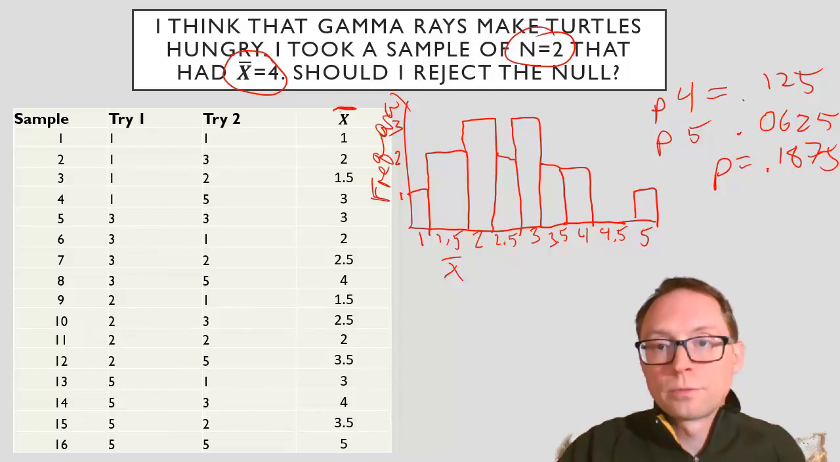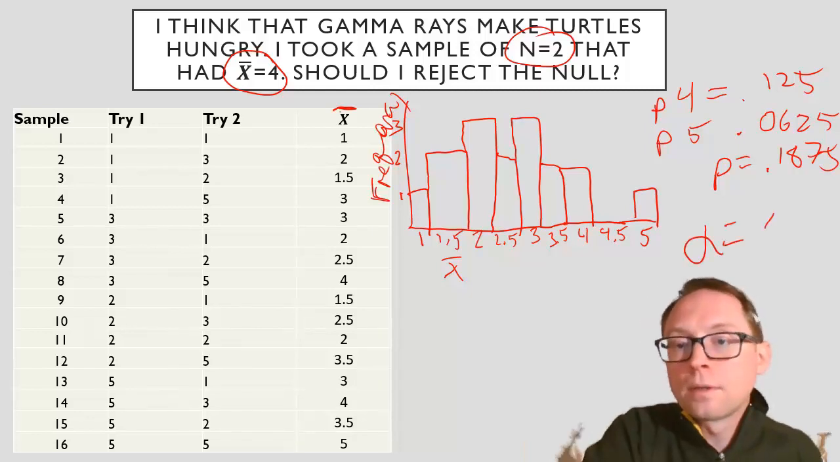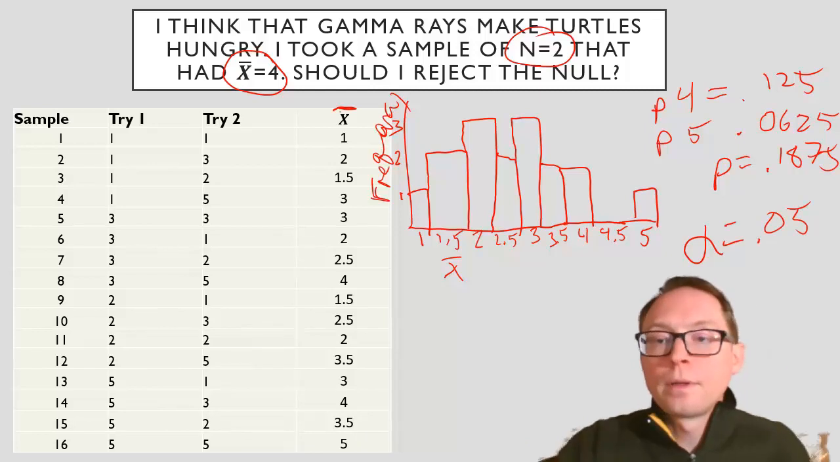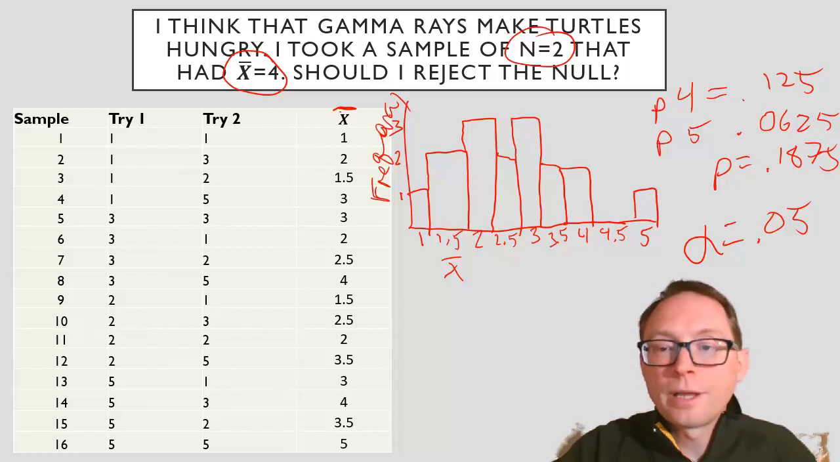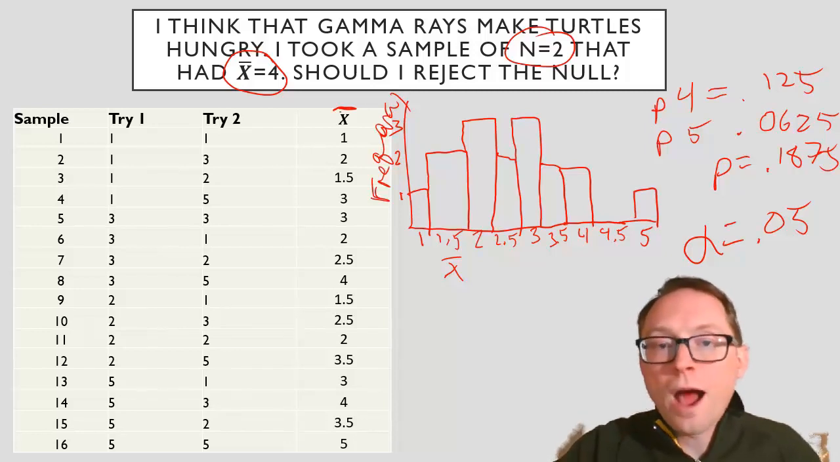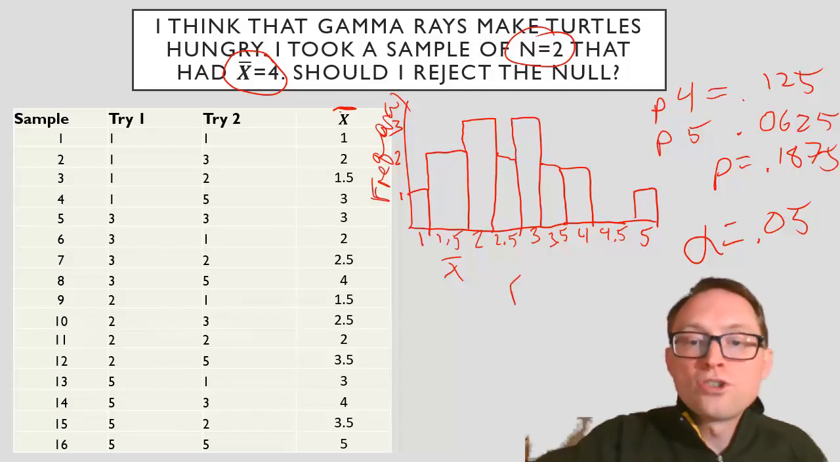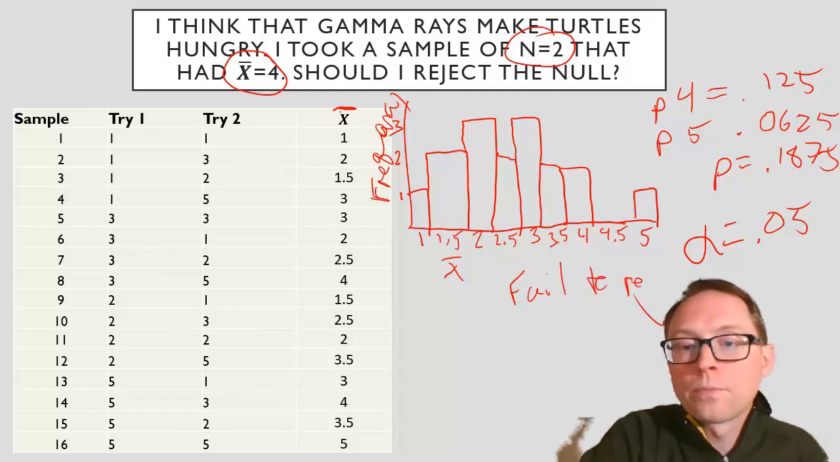If we chose our alpha as 0.05, then the probability of getting a mean of 4 or more pizzas is greater than our alpha. That means the probability of getting what we got and making a type 1 error is just too high. We would fail to reject the null hypothesis here.